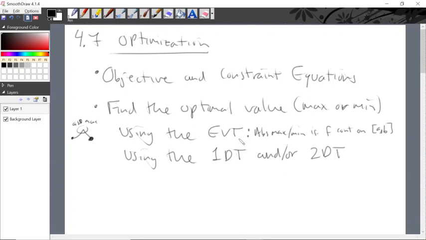But the extreme value theorem says, if we have a continuous function on a closed interval, a single variable function like we've just been talking about with the objective equations we're trying to get to, then we know that the absolute max and absolute min exist. So the extreme value theorem is, again, an existence theorem. It tells us the thing we're looking for exists.